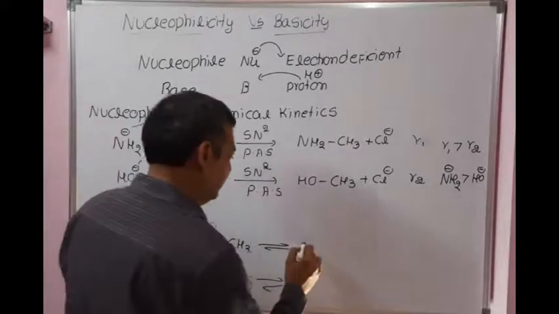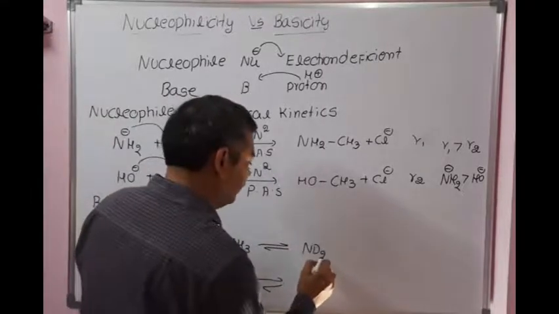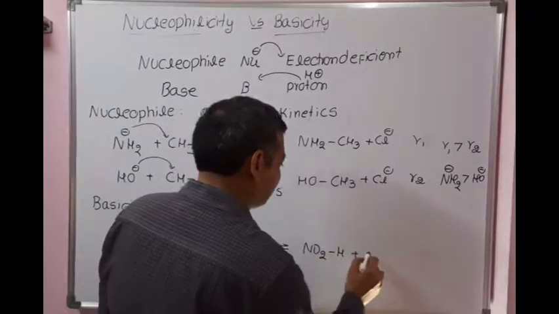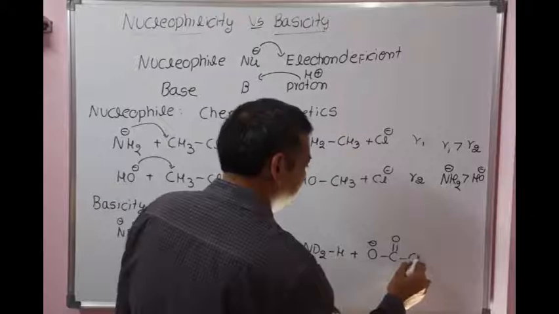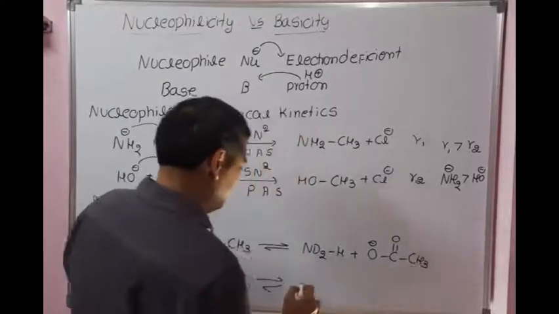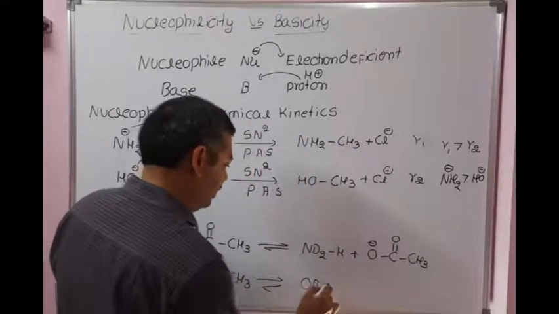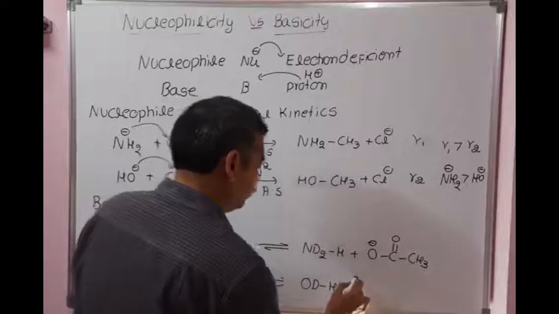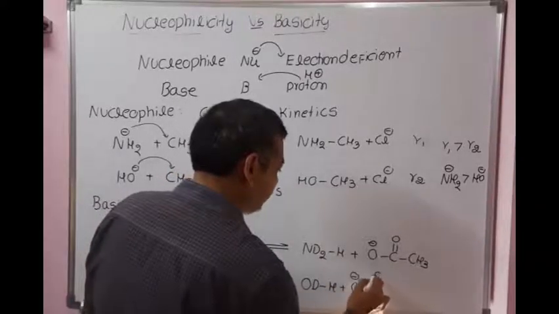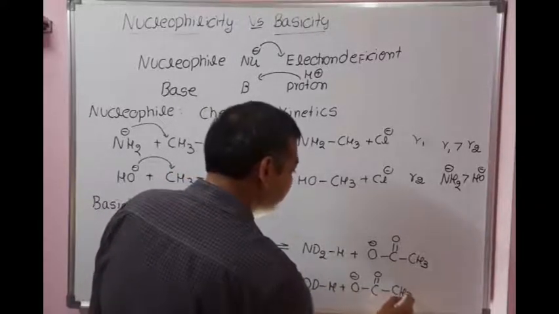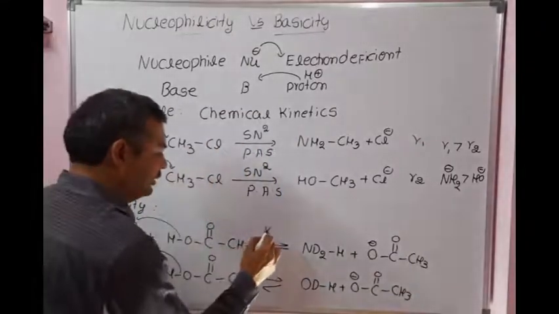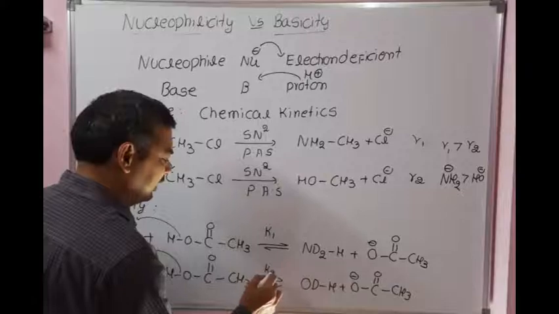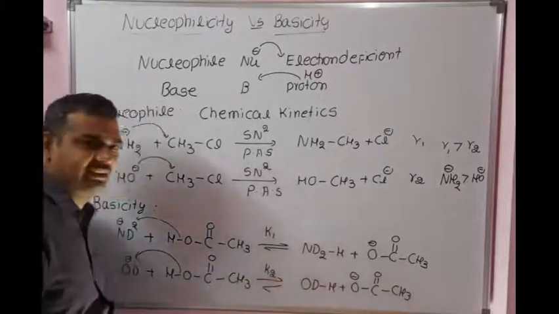As a result, ND2H plus O minus COCH3. It's a reversible reaction always. Here, OD hydrogen plus O minus COCH3. It's always a reversible reaction. So the equilibrium constant for the first reaction is K1. The equilibrium constant for the second reaction is K2.